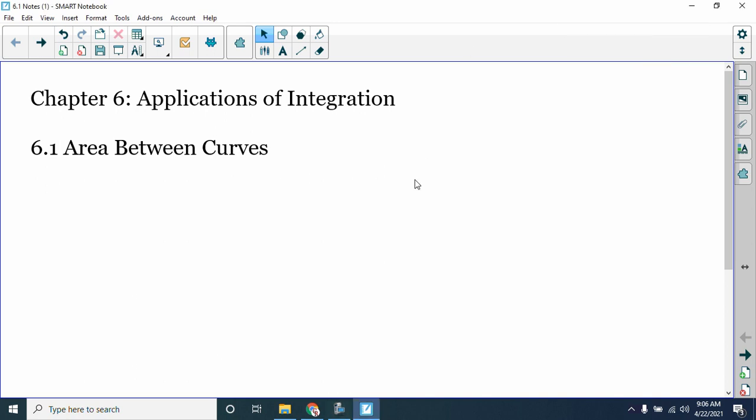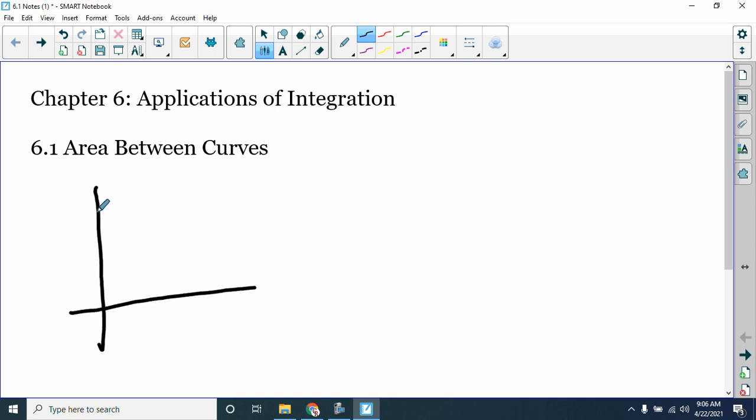These are brief notes on section 6.1, which is finding the area in between two curves. If we have the graph of two functions, so my top function is here, let's call that f of x, and then we have another function that looks like this, that's g of x, and we want to find the area in between those two, so we want to find this area right here. First thing we would need is to find these two intersection points. Let's call those A and B.